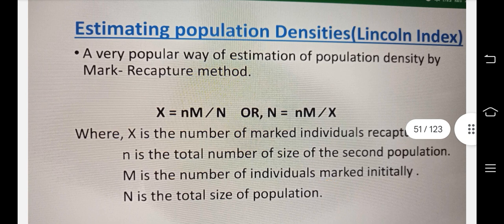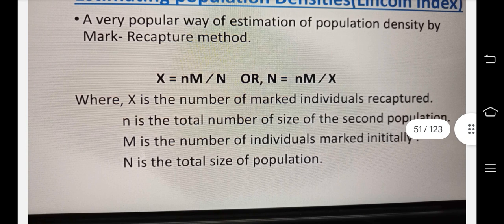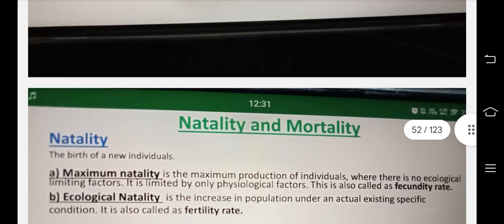Population density: the Lincoln index is a very popular way of estimating population density by the mark-recapture method. N is equal to nM by X, or M is equal to Xn by N. X is the number of marked individuals captured. n is the total size of the second sample. M is the number of individuals marked initially. N is the total size of the population.